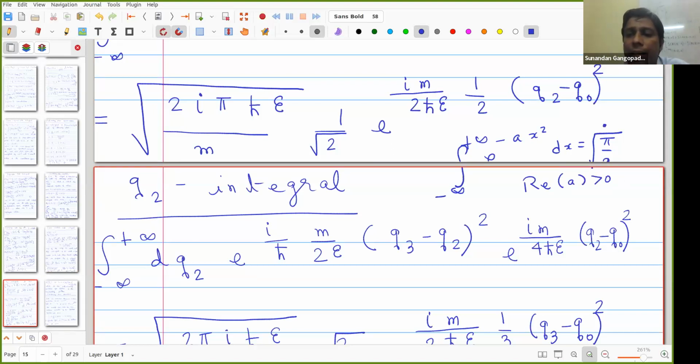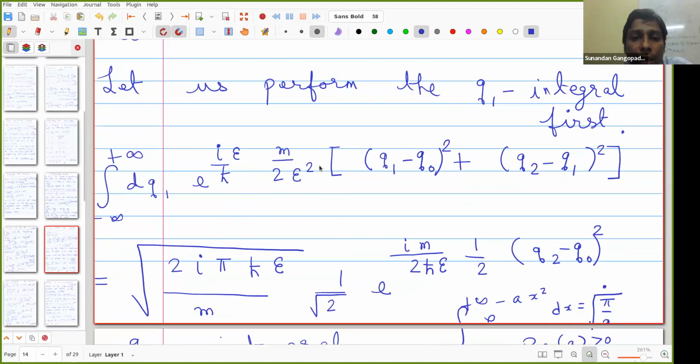So what we are saying is that this small a can be a complex number in general also, but the value of this integral will be equal to square root of pi by a if the real part of a is greater than 0. Why should the real part of a be greater than 0? It should be greater than 0 because only for this condition will the integral give you a convergent value. Otherwise, it will blow up. So that is why you need this restriction.